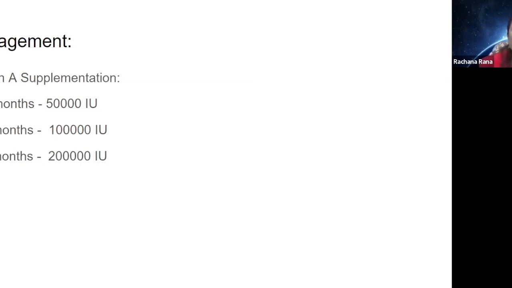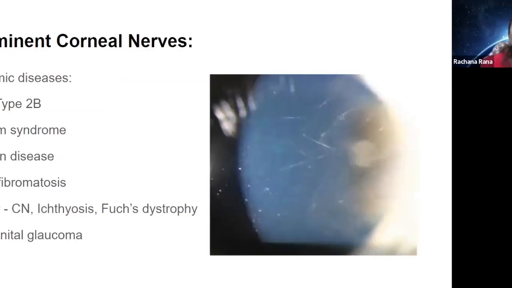And sometimes vitamin A deficiency can be associated with protein energy malnutrition also. So we also have to think of that, and we have to send our patient to the pediatrician for better management. So what are the causes of prominent corneal nerves?